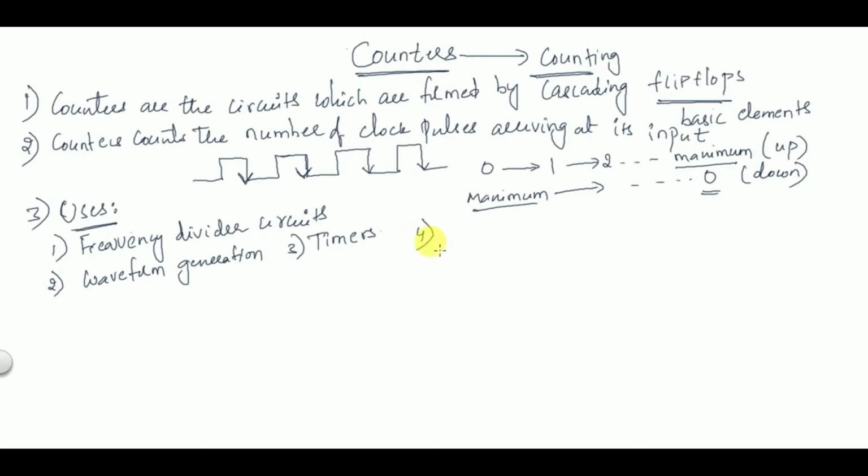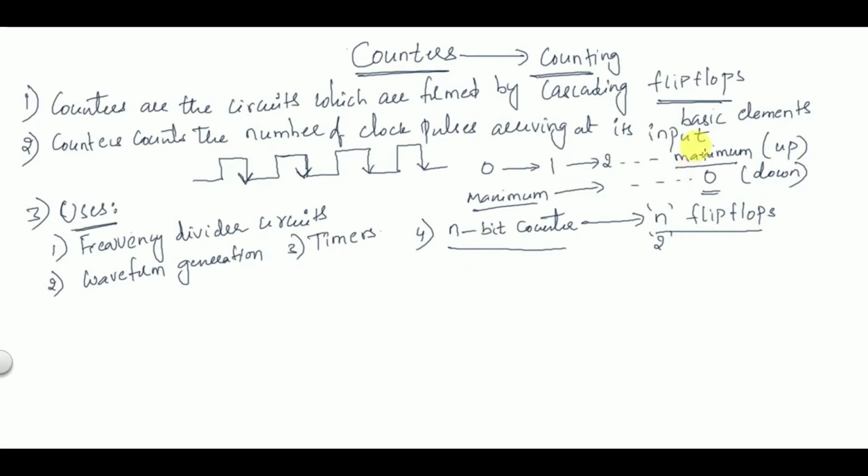The fourth point which you have to remember is, suppose you have an n-bit counter. Whenever you use the word n-bit counter, it means you are using n flip-flops. A 2-bit counter means you are using 2 flip-flops. A 3-bit counter means you are using 3 flip-flops. So an n-bit counter means you are using n flip-flops. That is the thing which you have to remember.